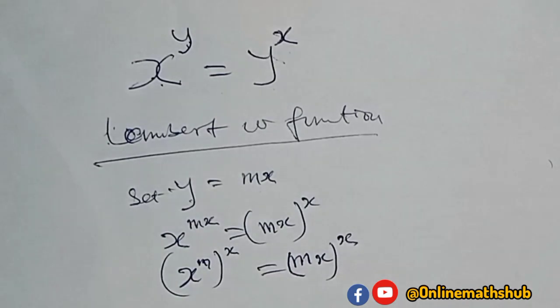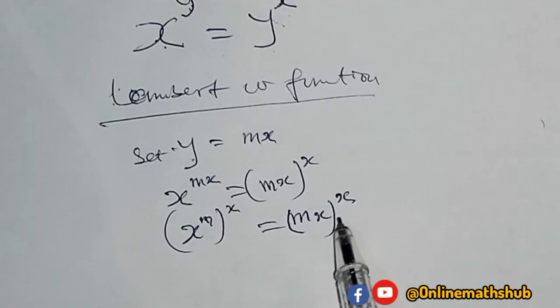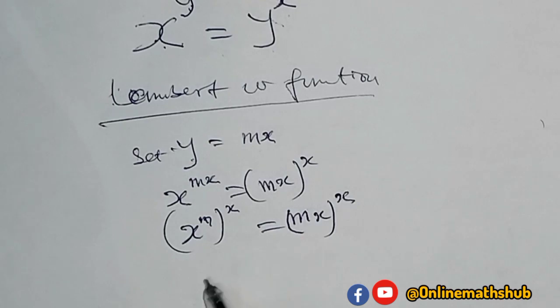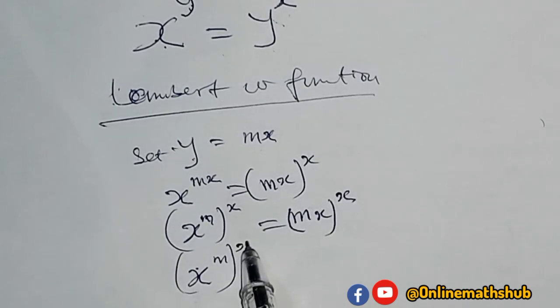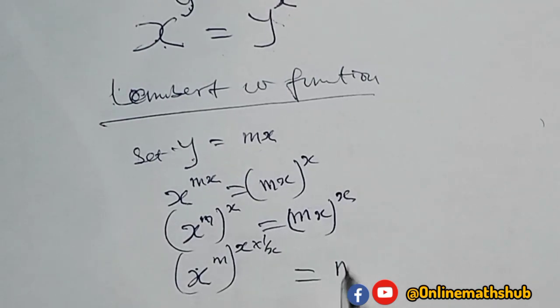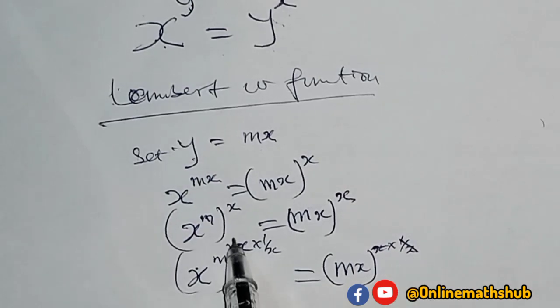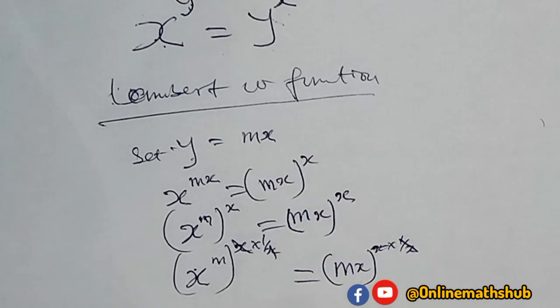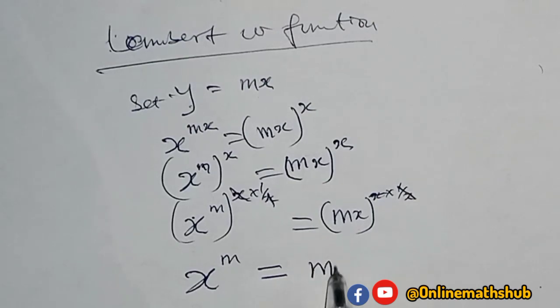Now that they have the same power of x, what I'm going to do again is just take the x root of both sides. So I'm just going to multiply all of this by the power of 1 over x. If I do that, I'm going to have x raised to power m, all raised to power x, multiplied by 1 over x, is equal to mx raised to power x, and then multiplied by 1 over x. And so that way you can see that this will cancel this, and this one will also cancel this. And then I am going to have that my x raised to power m is equal to mx.